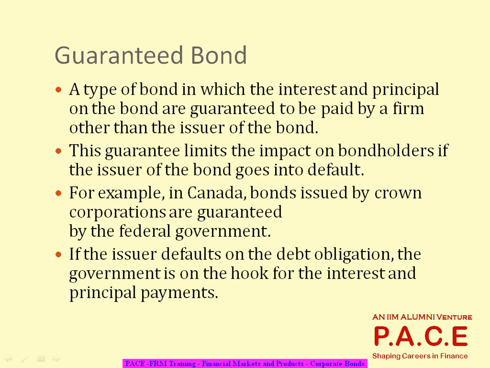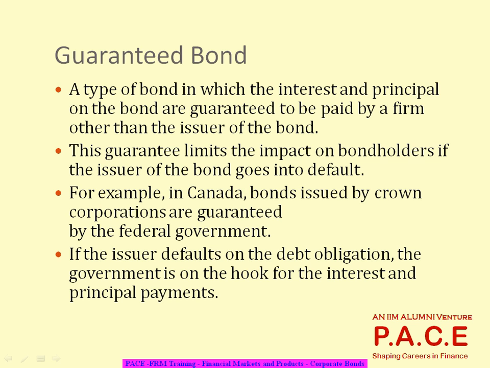He will purchase my bonds, probably at a discount. The entire bond issue he will purchase at a discount, and the interest and principal payments have to be paid by him. It's like, I have raised the loan and given that loan to someone else for doing his business. I have put that in a subsidiary company. The subsidiary will be responsible to pay both the interest as well as the principal. The guarantee limits the impact on the bondholders if the issuer of the bond goes to default.